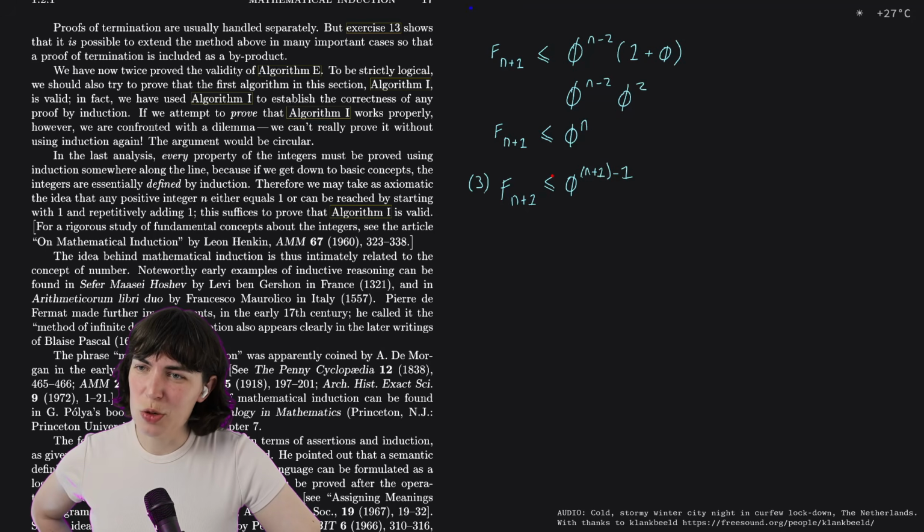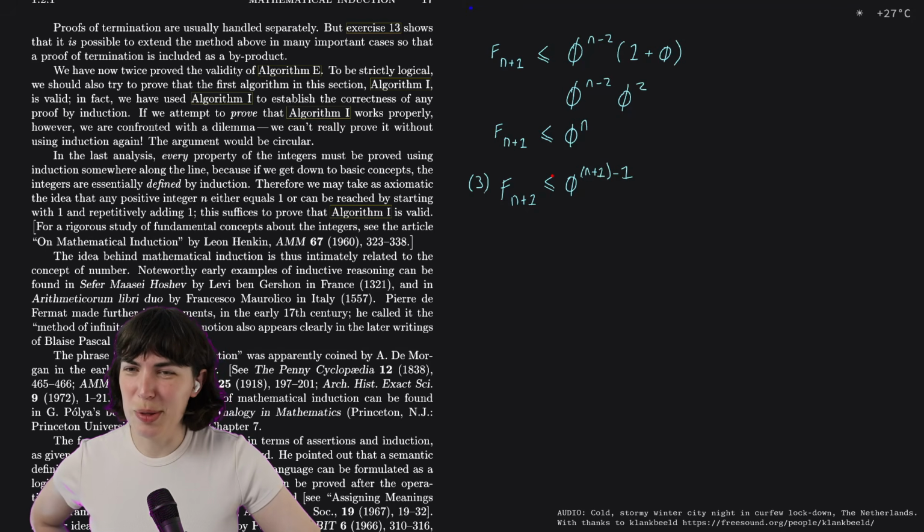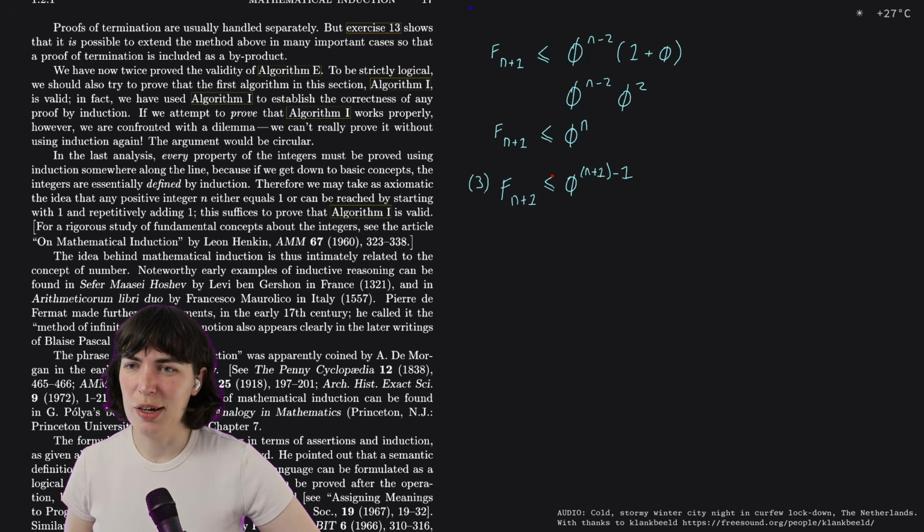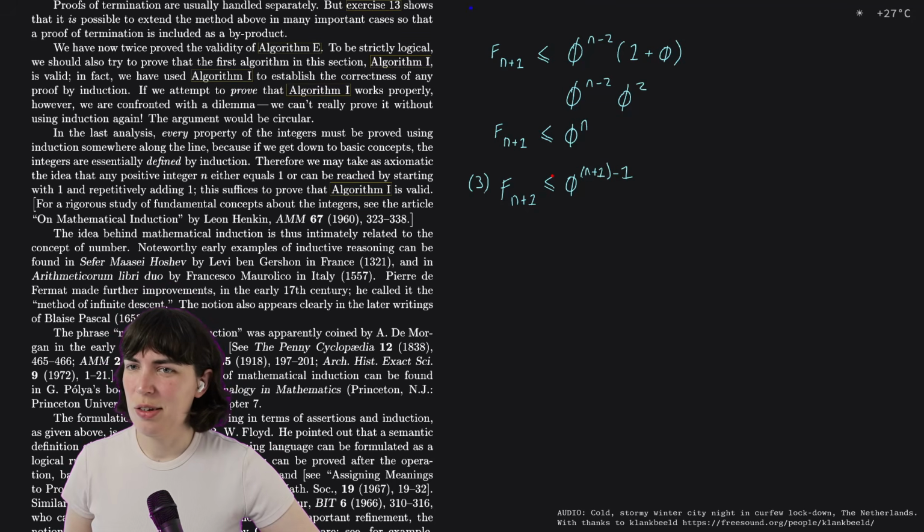We have now twice proved the validity of algorithm E. To be strictly logical, we should also try to prove that the first algorithm in this section, algorithm I, is valid. In fact, we have used algorithm I. Now what is that again? Oh, it's the induction one. In fact, we have used algorithm I to establish the correctness of any proof by induction.